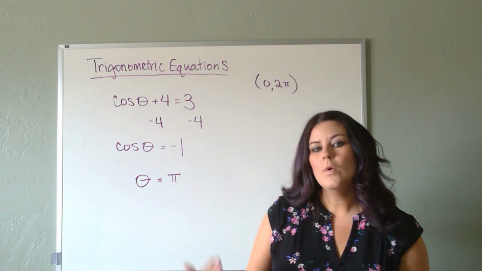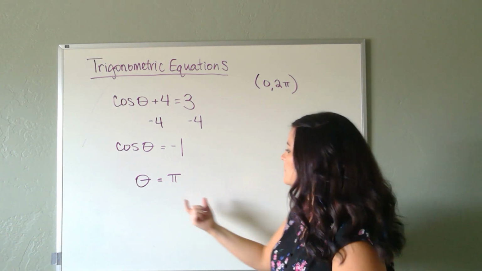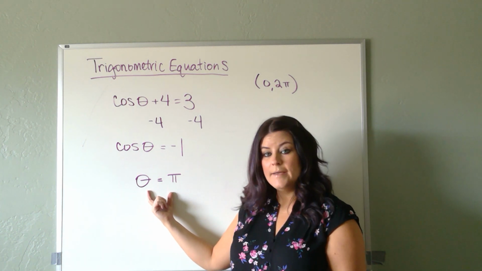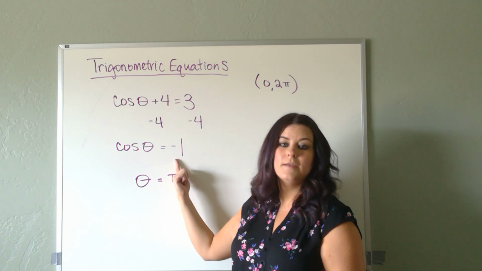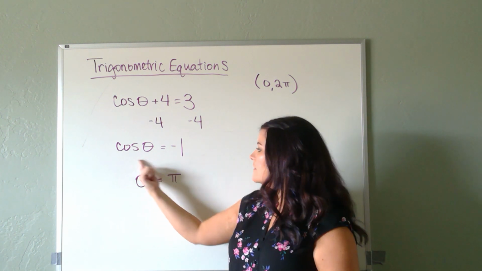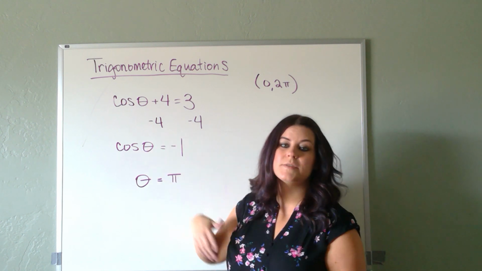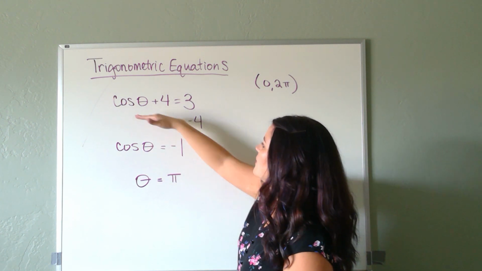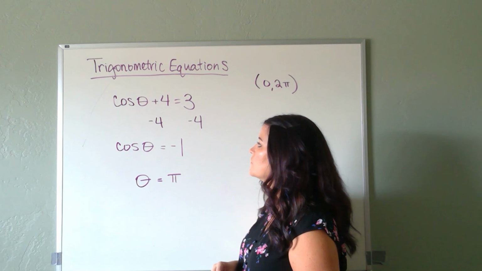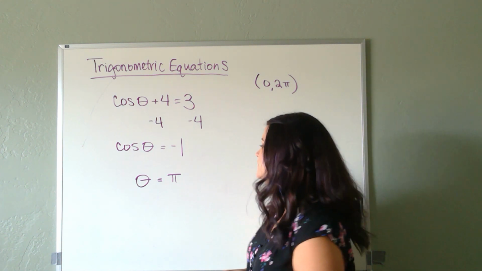So let's walk a little backwards through it. If your angle is pi, the cosine of pi equals -1. That's true. I know that all I did was subtract 4 from both sides, which means that this is true where we started.